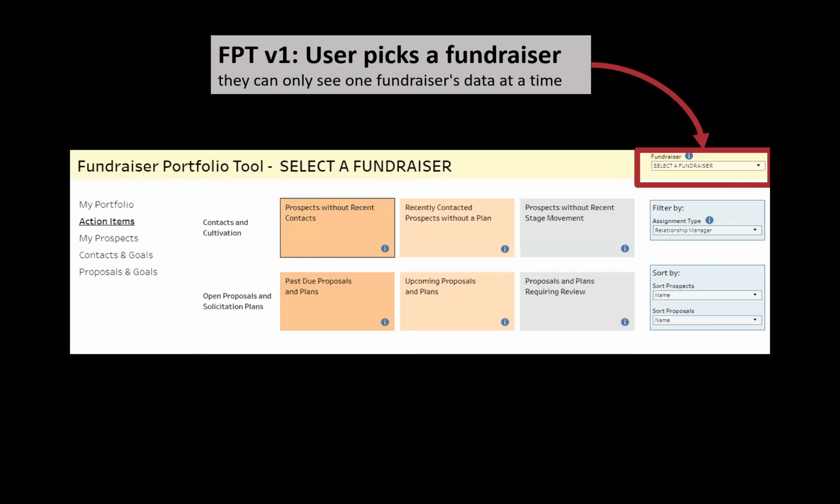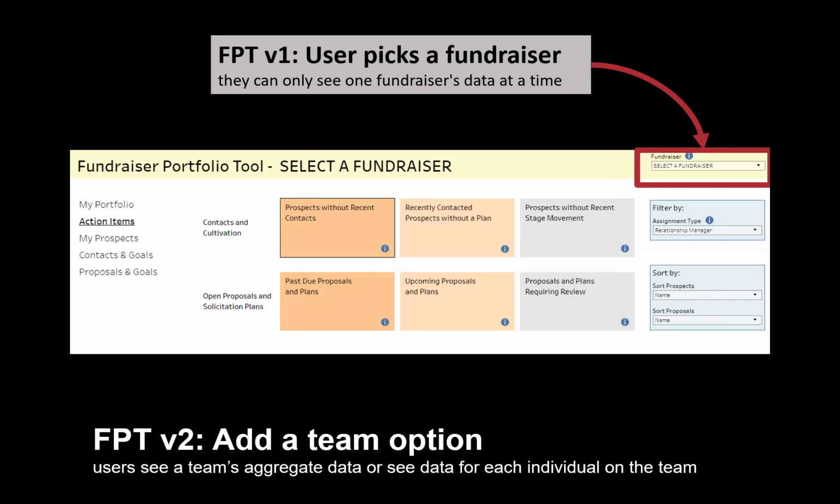And then I'm going to spend a couple more minutes. I hope I still have time to go through what we've done in the last 3 months. So our first version of FPT looked at a single fundraiser, and in order to look at a whole team, you would have to look at one fundraiser at a time. Our version 2 adds a team option where you can see the entire team in one set of numbers, or you can see each individual within the team, but grouped by team.